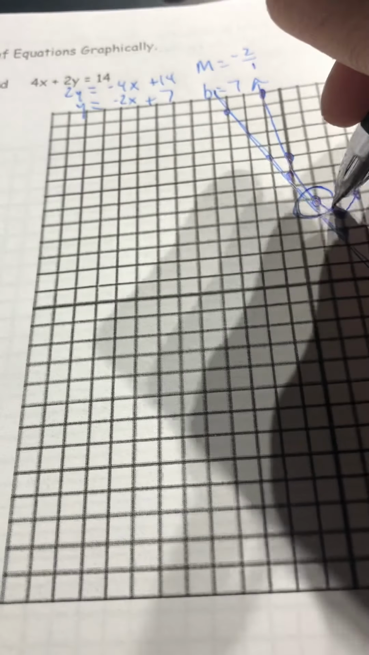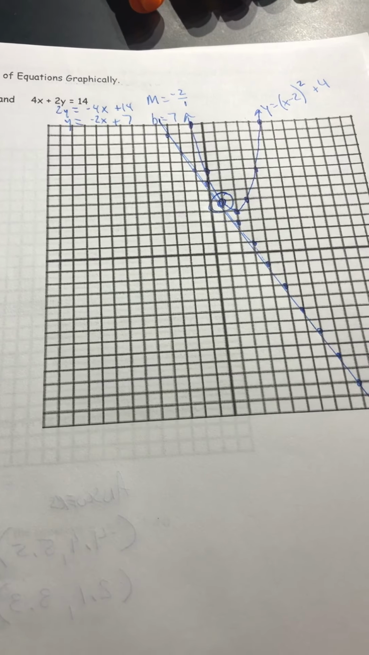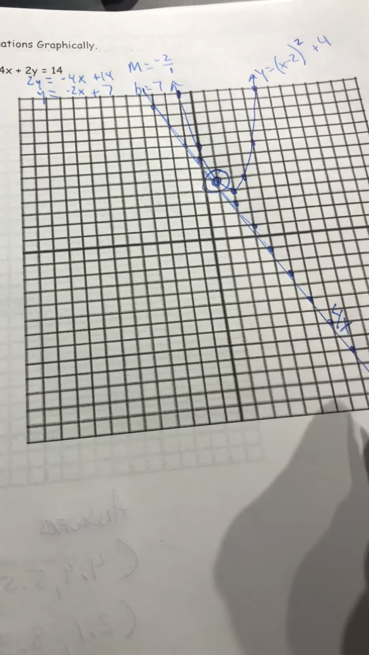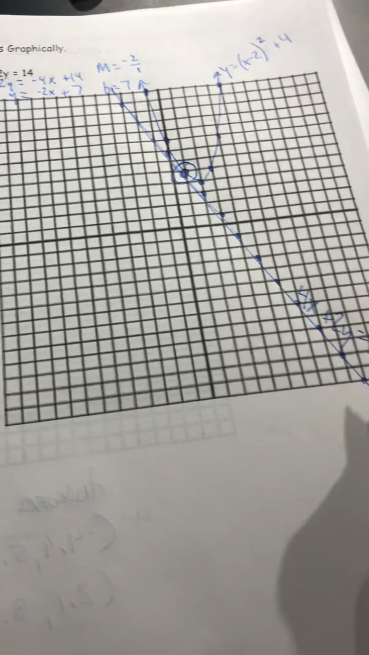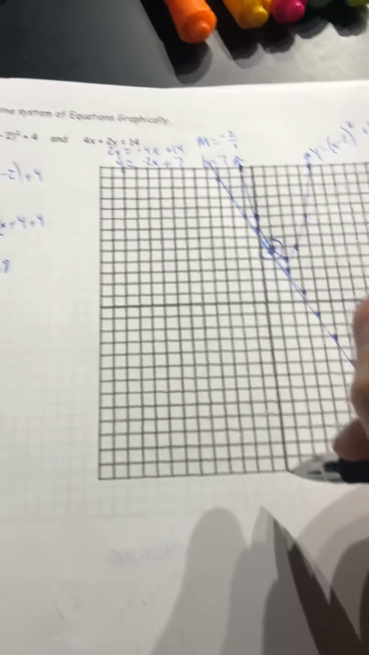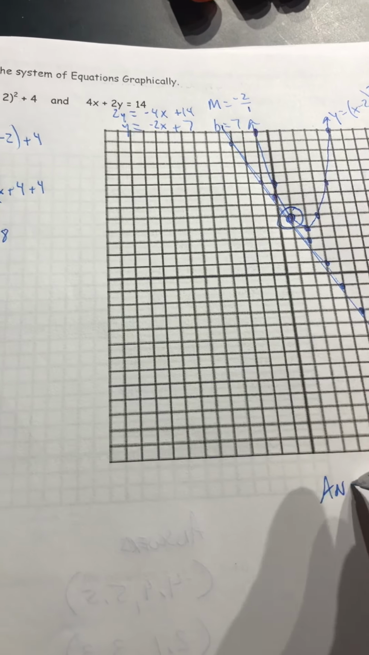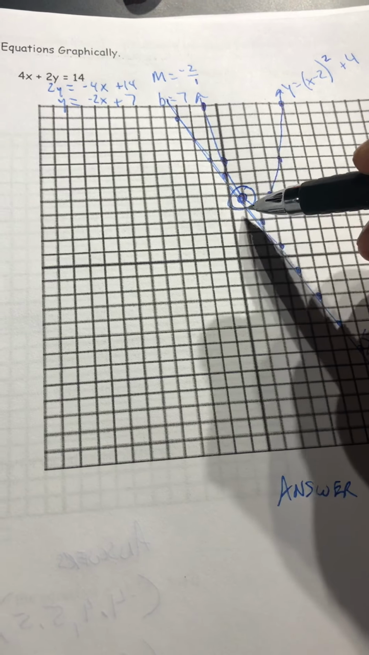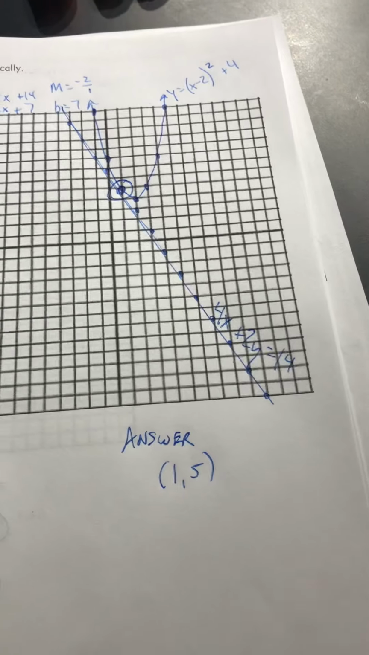Now, looking at this, I have one solution. It's right here. So I have one answer. I'm just going to show that right now, but I am going to label this with the original equation, 4x plus 2y is equal to 14. My answer, because it says solve the system of equations graphically at the top, is going to be 1, 5.